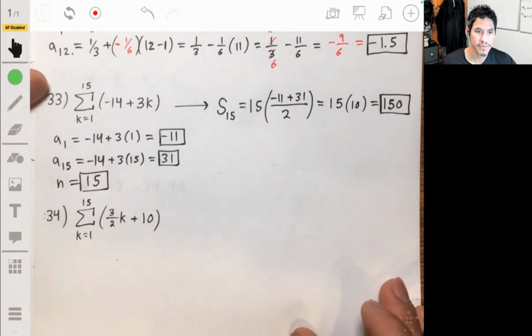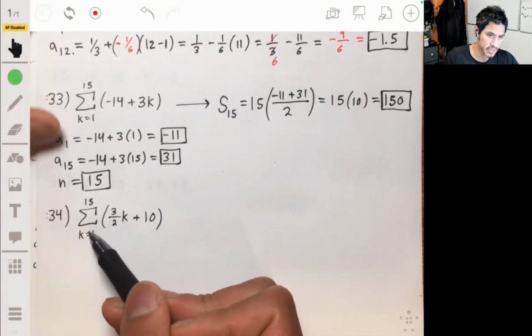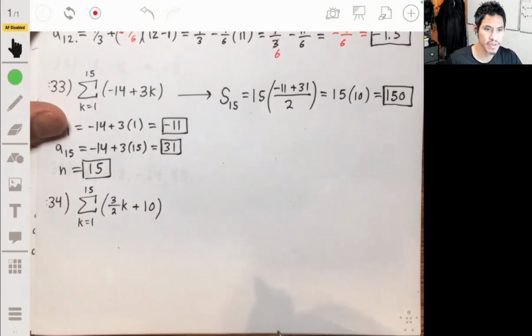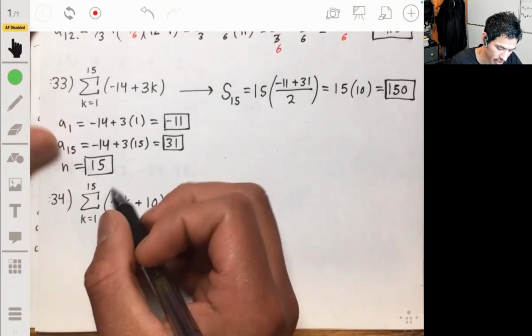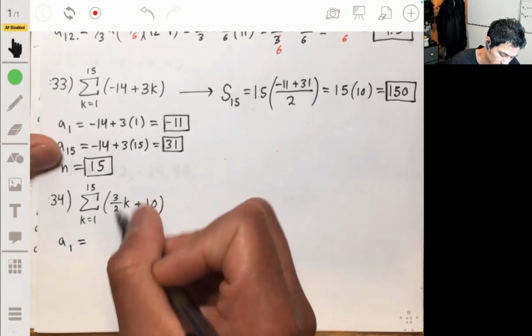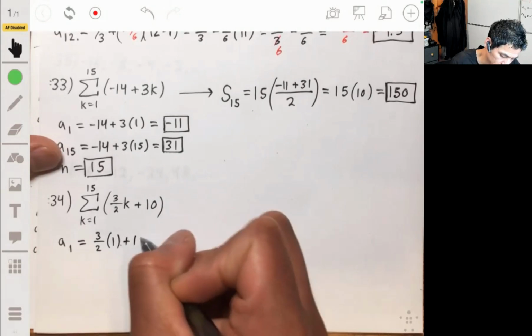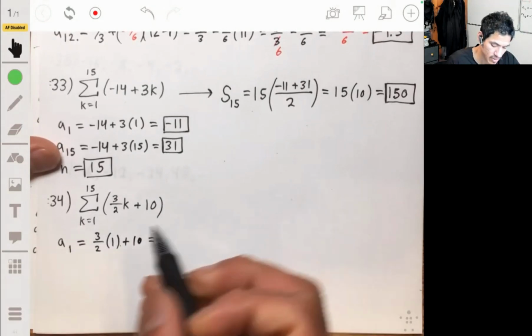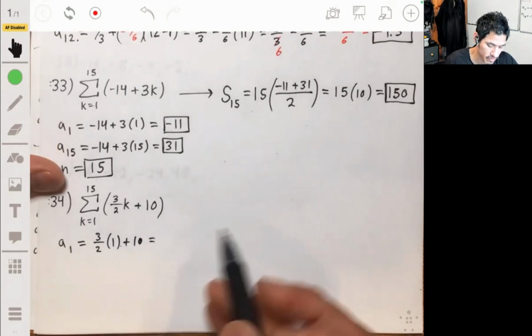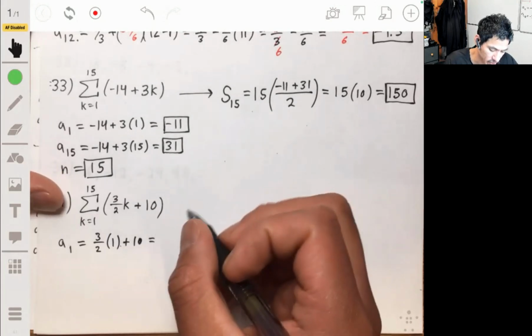All right, one more practice of these. We're trying to find again the sum of the first 15 terms. So then we need to find A1 again. A1 will be just equal to plugging in 1 into 3 halves times 1 plus 10. So 1.5 plus 10, so 11.5.